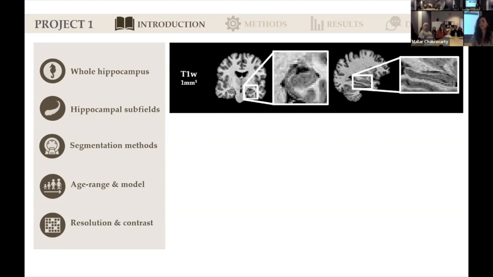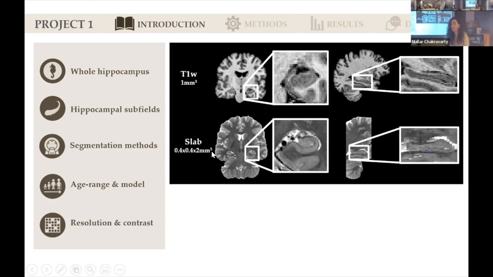So the T1 weighted scans, 1 millimeter isotropic resolution is a very standard type of images that we find in all type of data sets. But as you can see in this image, it is very hard to distinguish the subfields with this resolution and contrast. So in order to overcome that, people, especially like the specialists of the hippocampus who wanted to study the subfields, have tried to develop a new sequence which will allow us to see more clearly the subfields. And so this is what I will call throughout my talk the slab images.